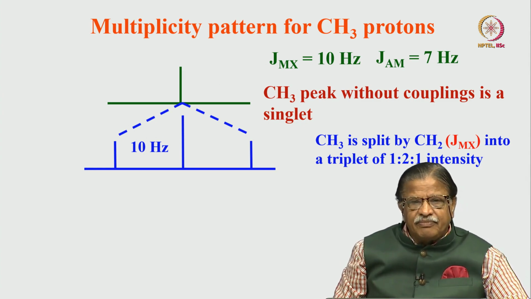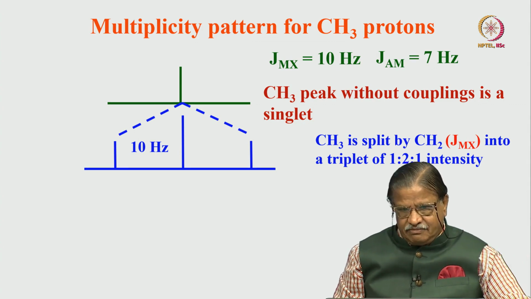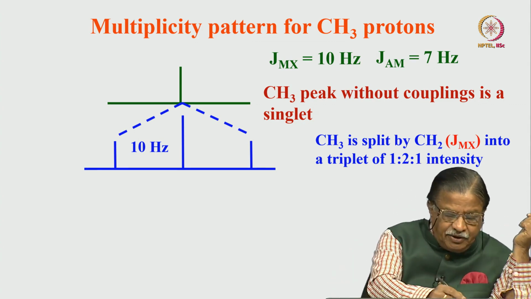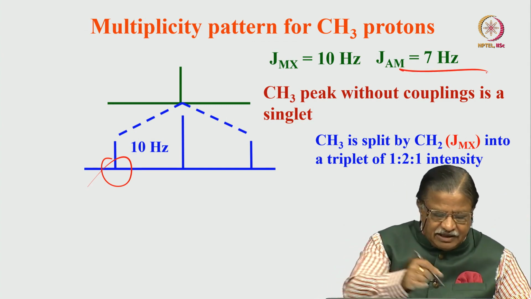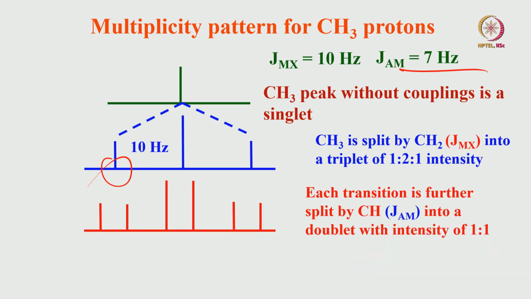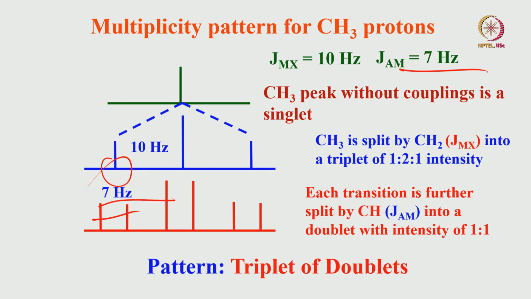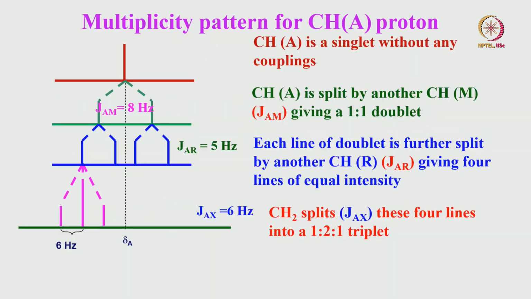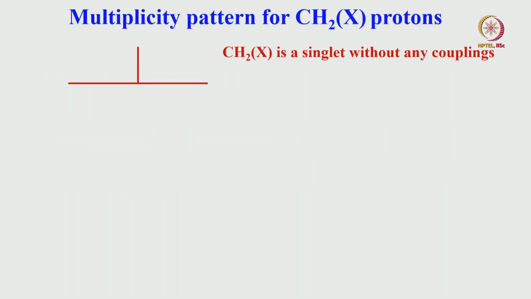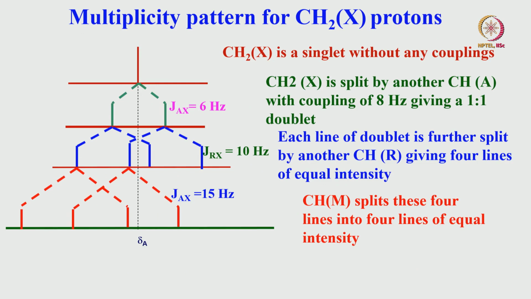What will happen now? This CH3 is also coupled to CH. CH will split each of these lines into a doublet. And that separation is 7 hertz, this is 10 hertz. So you can work it out, and now it is going to be a very simple pattern. It is a triplet of doublets, and this separation gives you 7 hertz, and this one gives you the other coupling, 10 hertz. So this pattern is called a triplet of doublets. Very easily you can generate it like this. Of course, we can generate all these parameters like that. I do not want to go into this example. I will go into another example where we can synthesize.